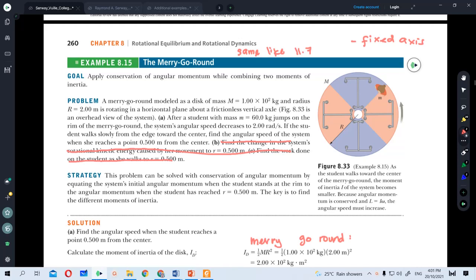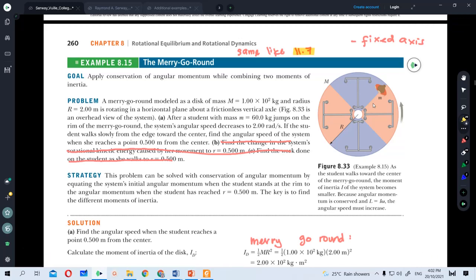Now let's look at another example, which is 8.15. For your information, this is very similar to our textbook's 11.7, very much the same. So we are going to skip 11.7 and refer to this one instead. Now the situation is, this is a merry-go-round that is rotating, and then all of a sudden a student jumps onto it. So when jumping, the moment of inertia of the whole merry-go-round would change. Our task is to calculate the new angular momentum.